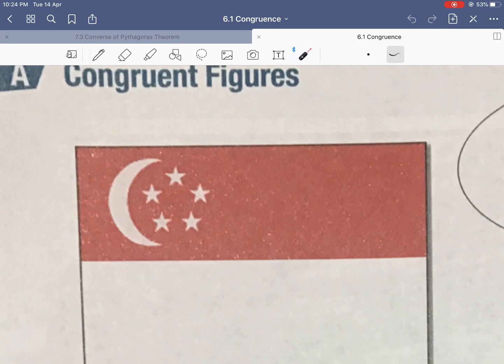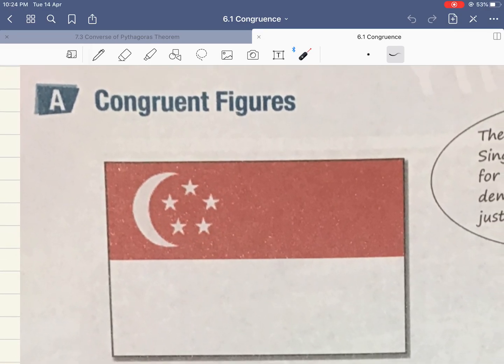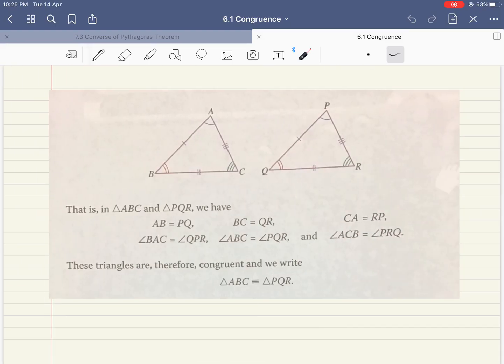So what is the meaning of congruent? Congruent means to be exactly the same. So all the lengths are the same, all the angles are the same. The congruent figures in this case for the flag will be the 5 stars. All the stars are congruent. They are exactly the same as each other.